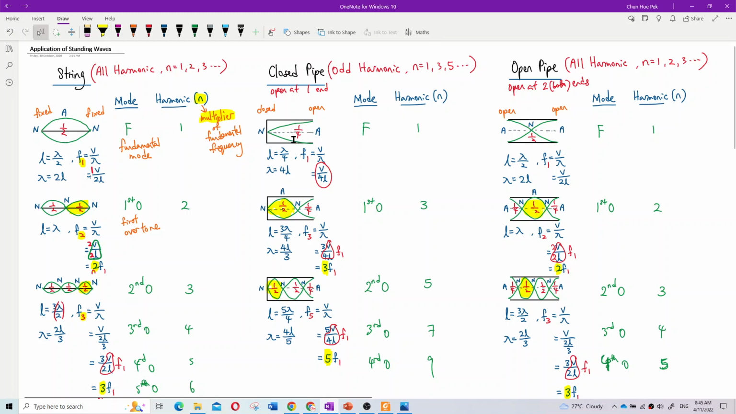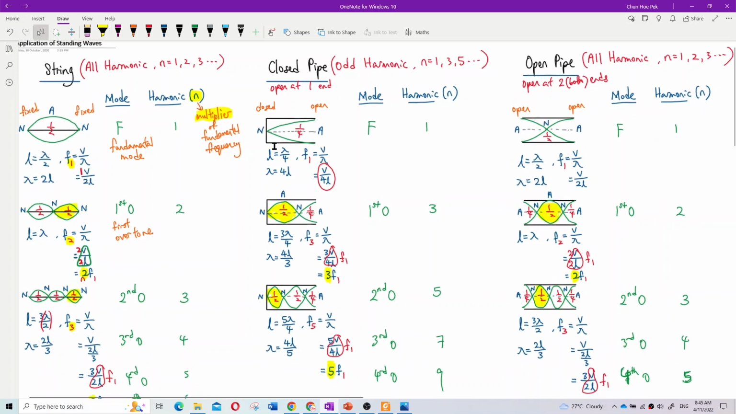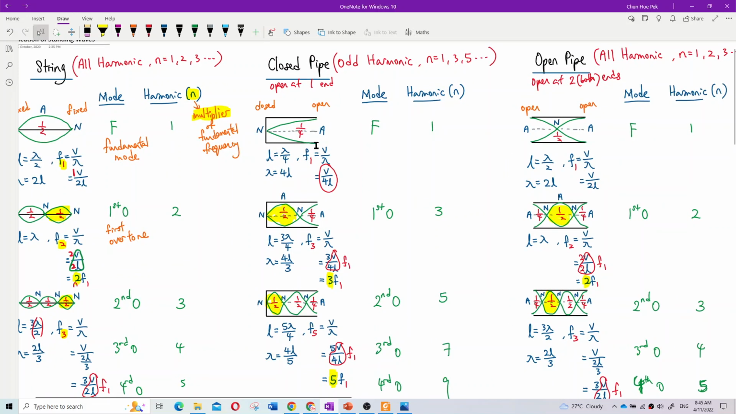Closed pipe. Good. Yesterday, I already explained how to look at the node and antinode, and the distance between them. Node to antinode is 1/4 lambda, right or not? This is a node because it's a closed end, and this is an antinode because it is an open end, so the particle can vibrate freely. Now, this is 1/4 lambda. L is the length of the pipe, so the length of the pipe is 1/4 lambda. So what is 1 lambda? Lambda is 4L.